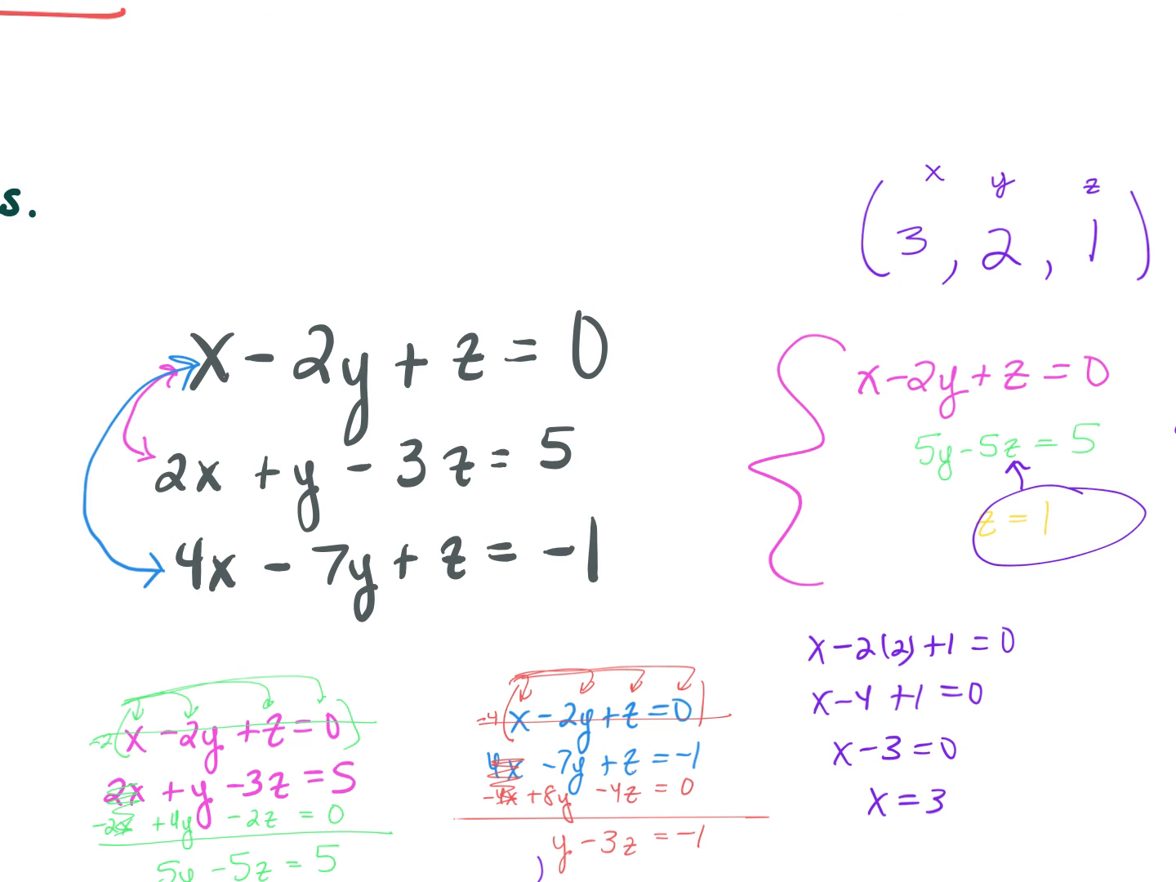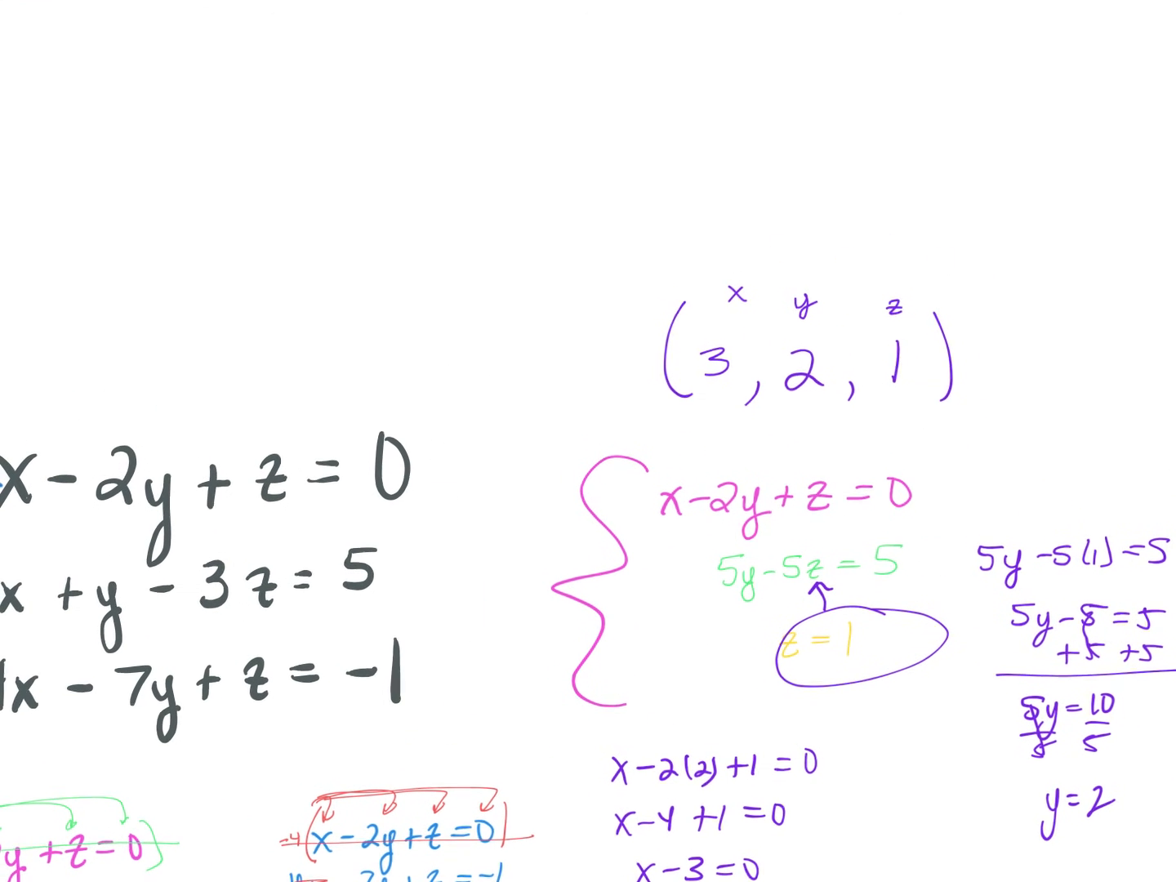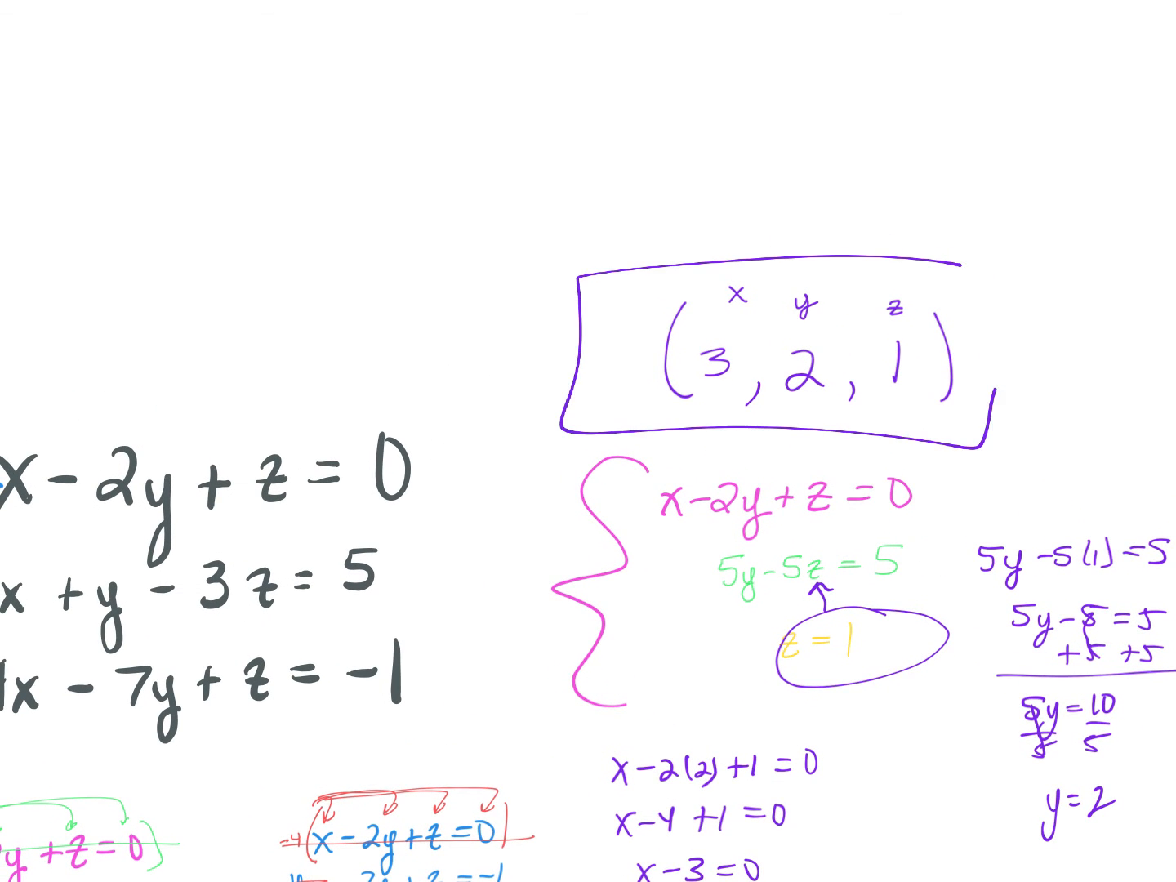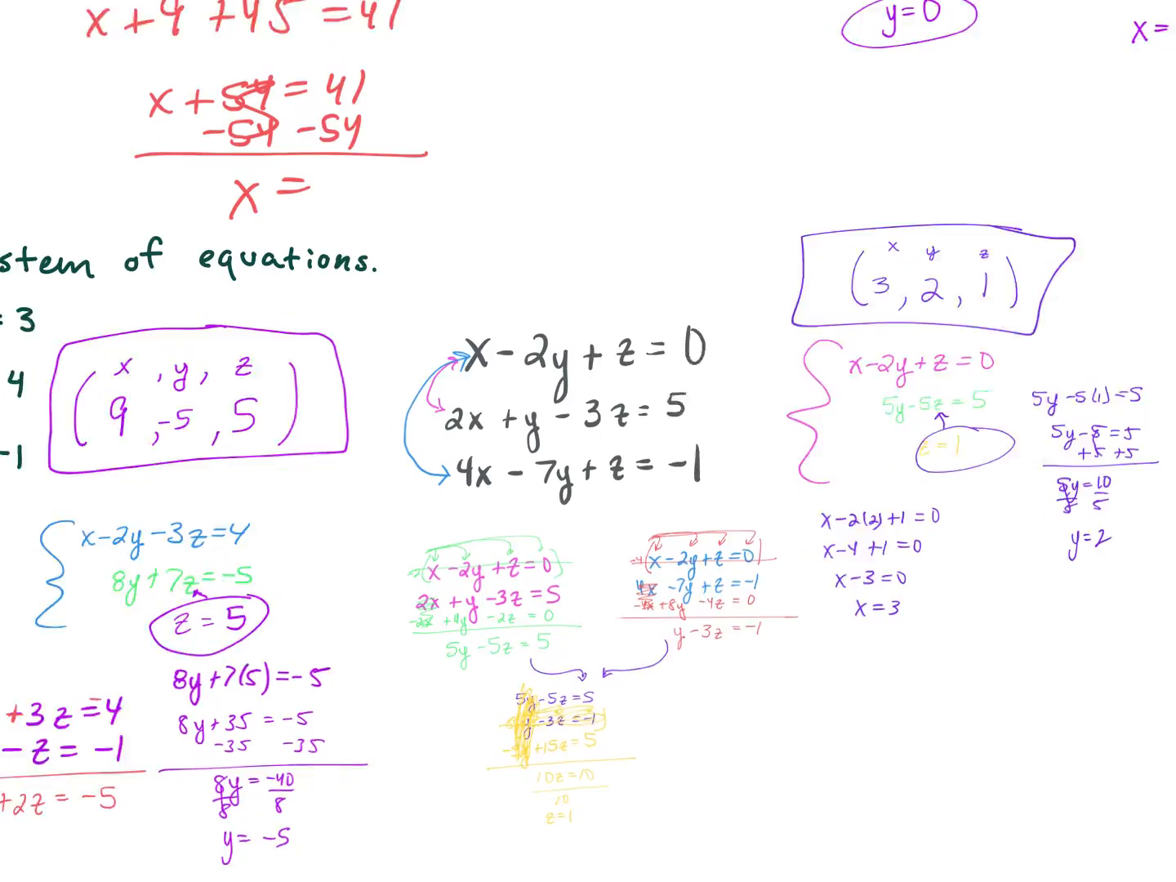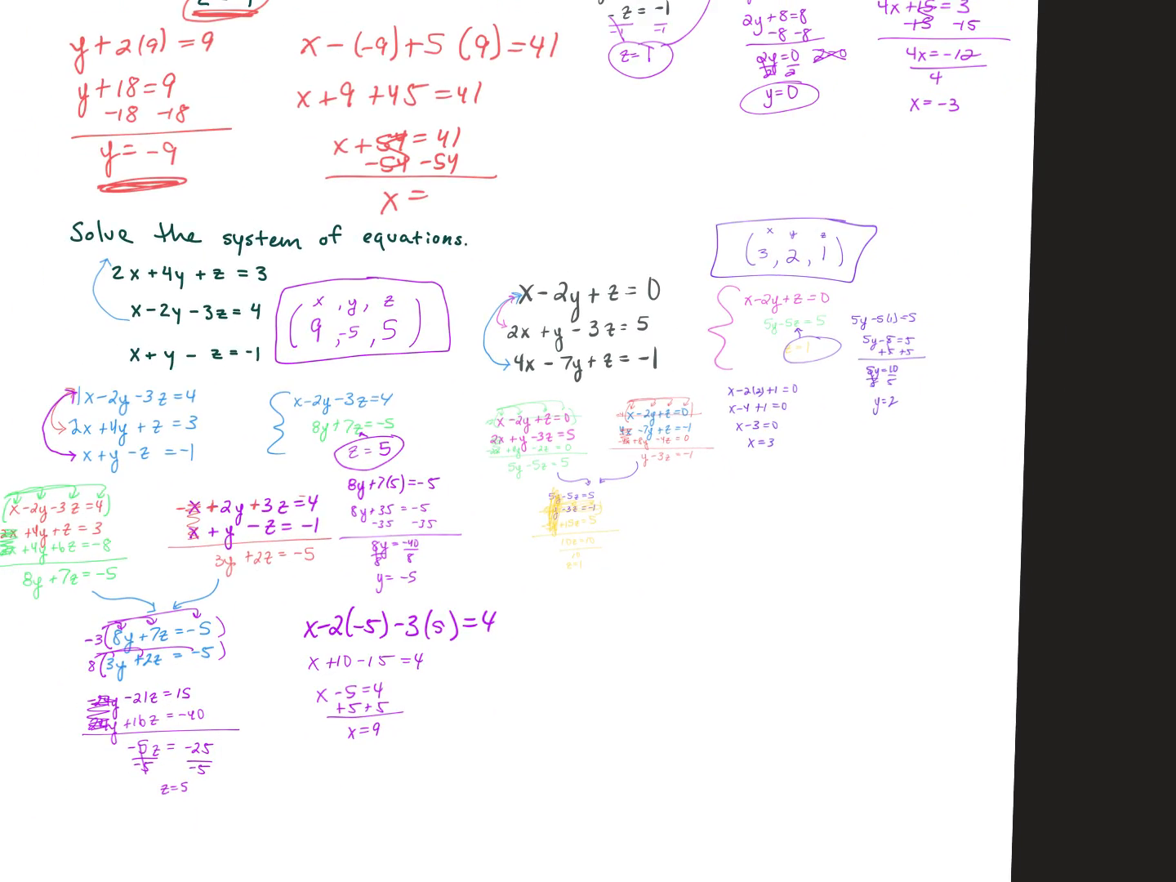So now we take our second equation. I have 2 times 3 plus y is 2 minus 3 times 1. And when I hit enter, it should say 5 in my calculator, and it does. And then my last equation, 4 times 3 minus 7 times 2 plus 1. When I hit enter, it should say negative 1, and it does. So this is the correct ordered triple for this problem. Does anyone have any questions?